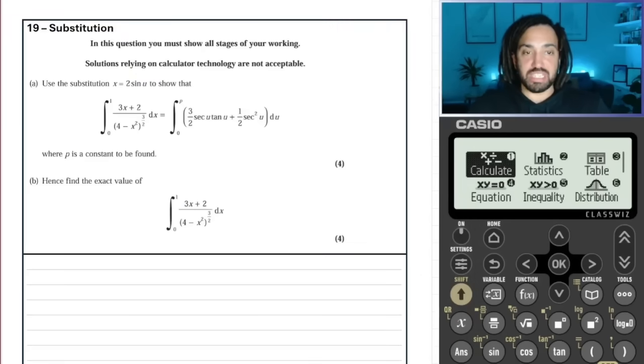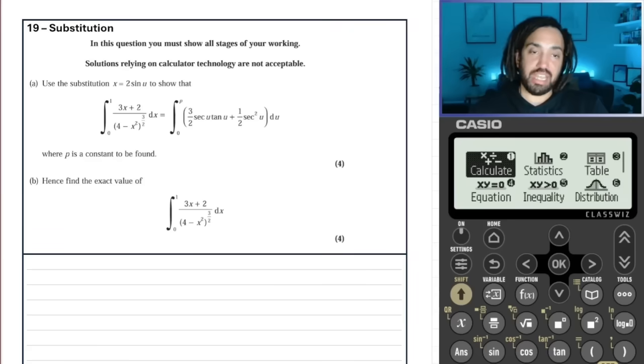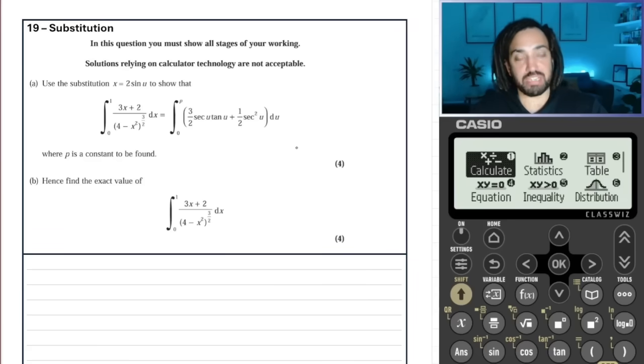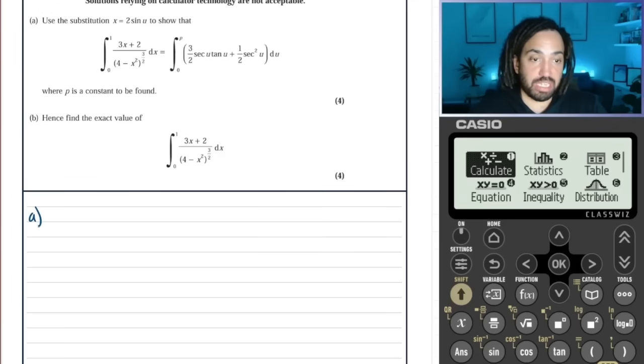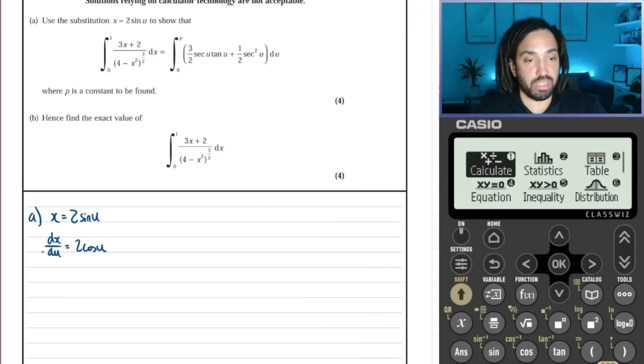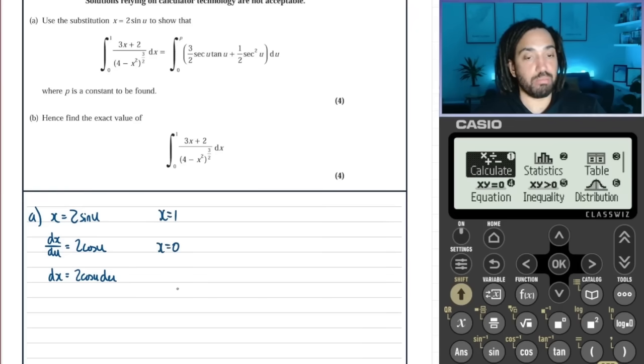Okay, we've got a beastly integration by substitution here, keeping it nice and tricky at the back end of the paper, as you would expect. So let's get straight into it then. And we have that x is equal to 2 sine u. So we're going to differentiate that. So dx by du is equal to 2 cos u. So therefore dx is equal to 2 cos u du. Great. Right, now let's do our limits, because we have x equals 1 and we have x equals 0.